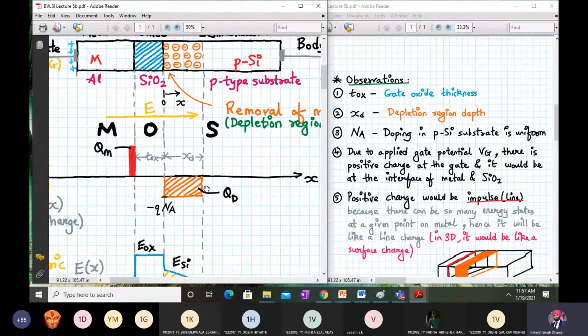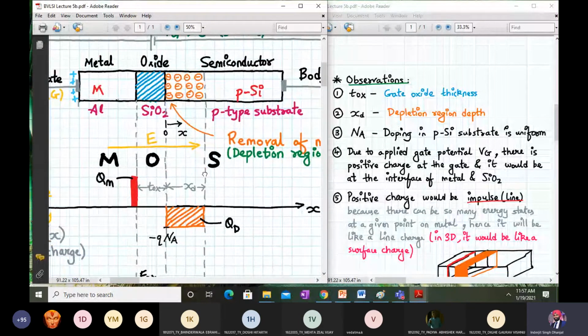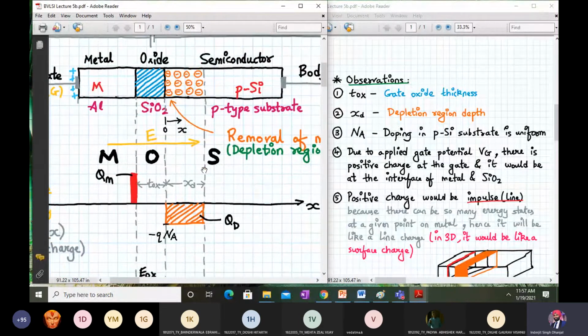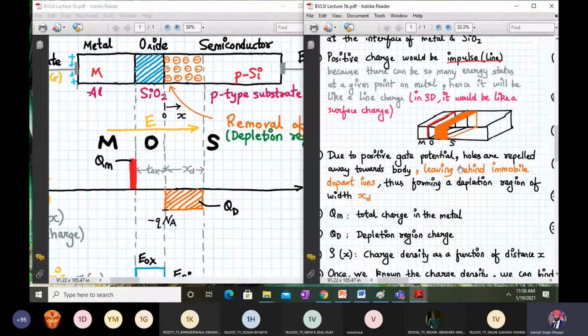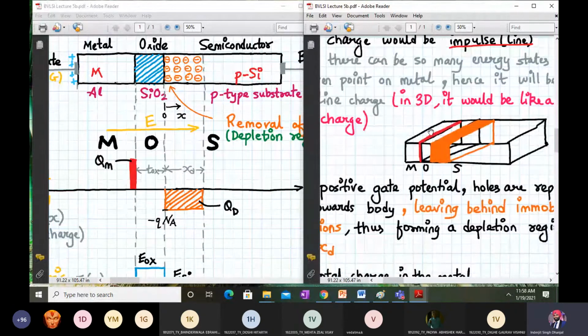Now pay attention here. As we apply the gate potential VG, there will be a positive charge at the gate, at the interface of metal and oxide. This positive charge will be an impulse, a line. Why? Because there are so many energy states at a given point on a metal, hence it will be like a line charge. In 3 dimensions, it will be like a surface charge. As you can see, the red one is the positive charge near the metal-oxide surface.